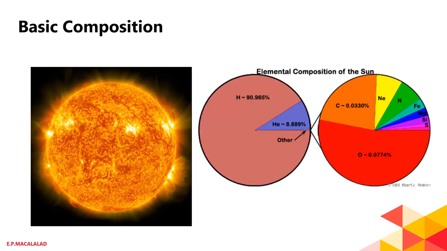Also, if we're going to look at the composition of the sun, most of it, about 91%, is made up of hydrogen. About 8.9% is helium, and the rest are some of the heavier elements. So you have oxygen, carbon, neon, nitrogen, iron, magnesium, silicon, sulfur, etc. These are all byproducts of a series of nuclear fusions of different types throughout the sun. And most of these elements can be found at the core of the sun, the center of the sun.